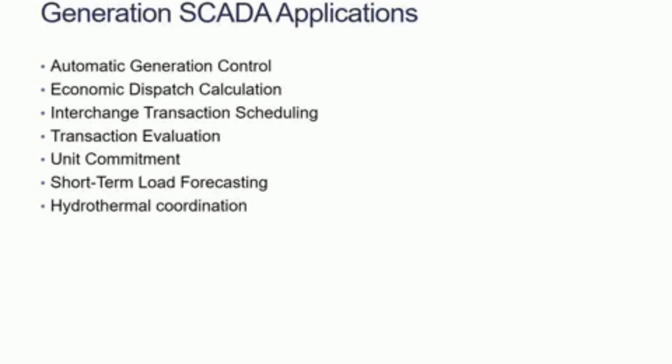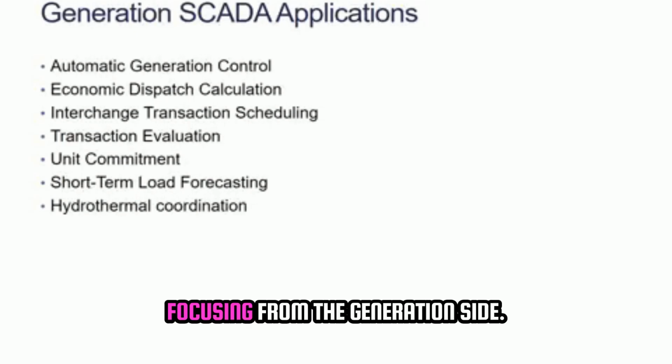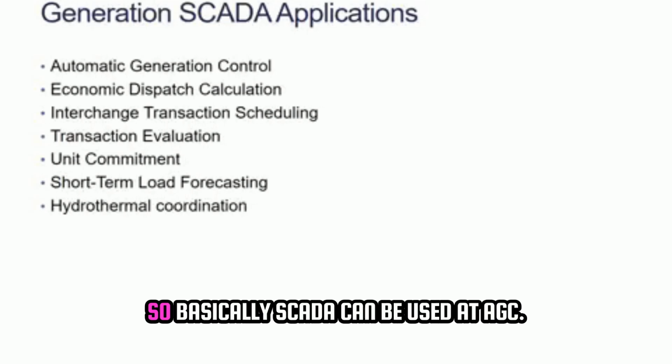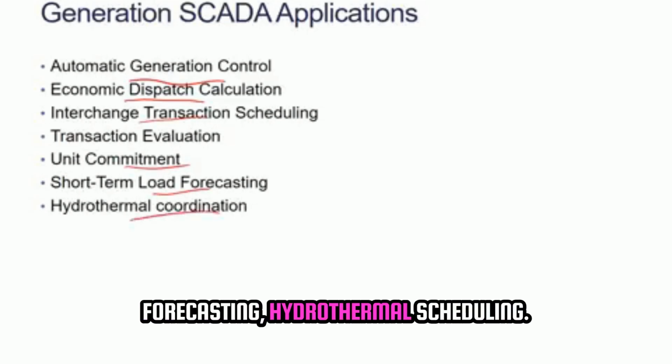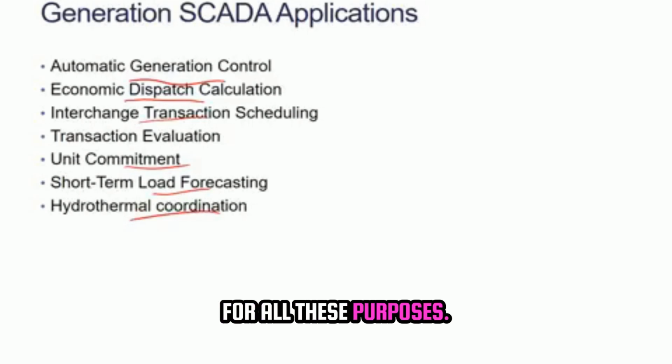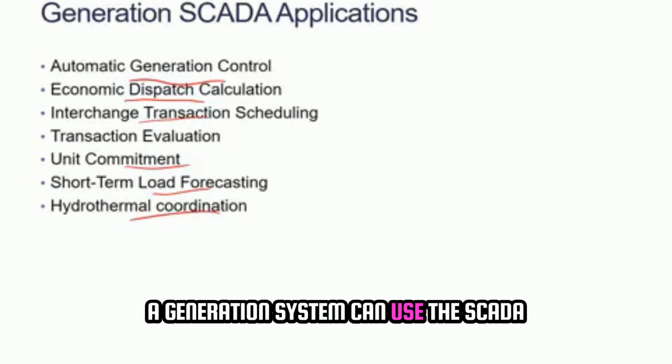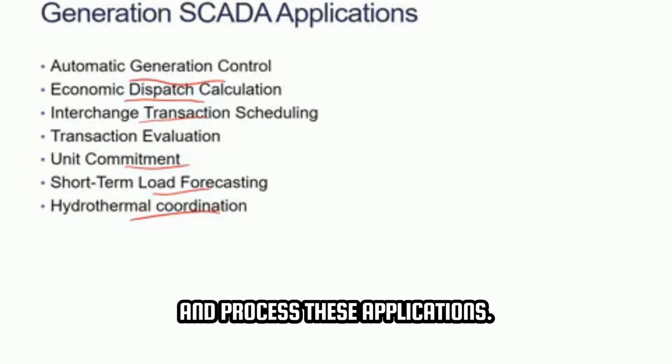If you are focusing on the generation side, SCADA can be used for AGC, economic dispatch, unit commitment, load forecasting, and hydrothermal scheduling. For all these purposes, a generation system can use SCADA and process these applications.